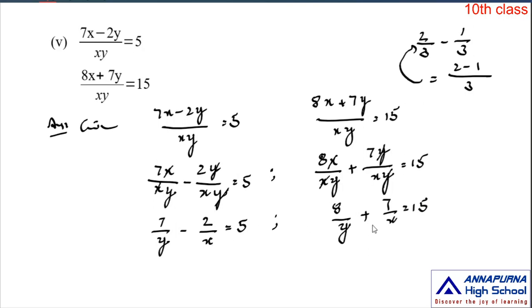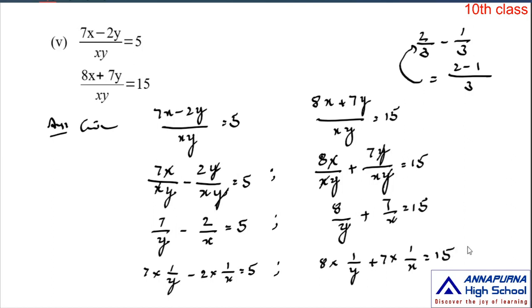Now observe the two equations. I think we can choose the two variable values from these two equations very easily. Why? Because here 1 by y is there, here 1 by y is there, here 1 by x is there, here 1 by x is there. That means I am presenting the first equation as 7 into 1 by y minus 2 into 1 by x is equal to 5, and the second equation as 8 into 1 by y plus 7 into 1 by x is equal to 15.